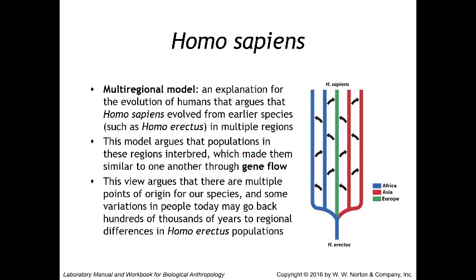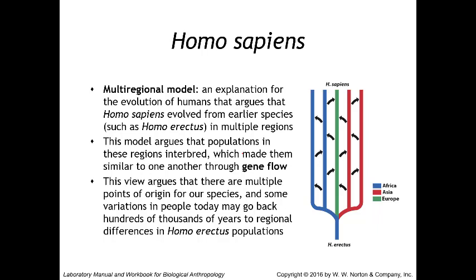Then we have the multi-regional model. The multi-regional model is an explanation for the evolution of humans that argues that Homo sapiens evolved from an earlier species, like Homo erectus, in multiple regions. So you have evolution happening in multiple regions. This happened at the same time, or roughly the same time.